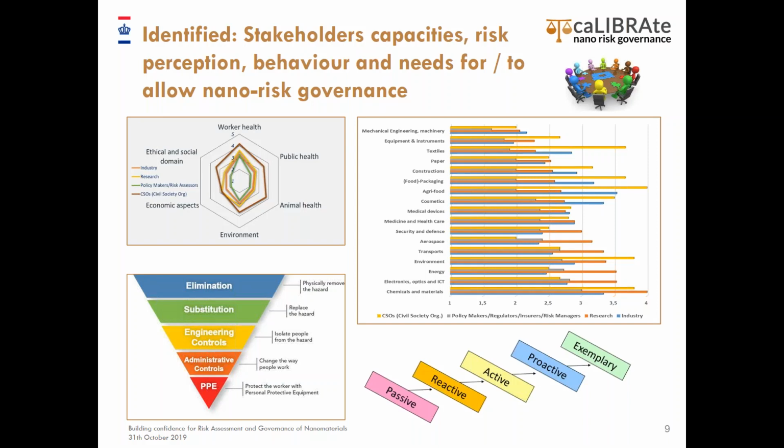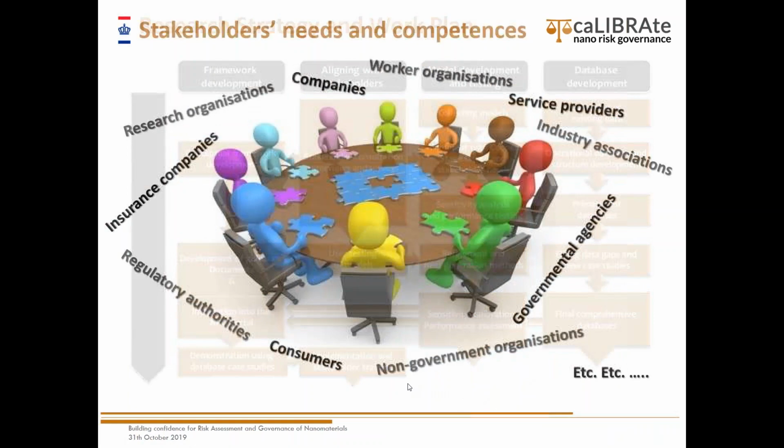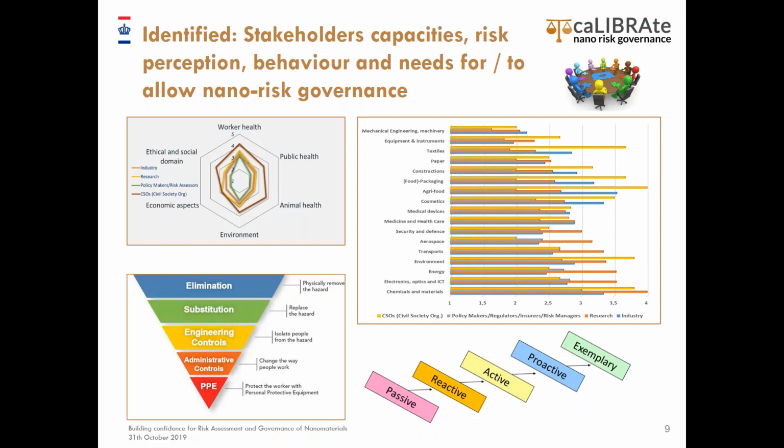Another area we looked into was the behavior in workplaces. How were they behaving regarding the identification of the risk and management of the risks? And this is the lower right corner image. Here we can classify the companies into passive, reactive, active, proactive, and finally exemplary companies. We found a wide spread of companies across these categories. And there was generally a large need for better information about nanomaterials, how to do assessments, and trust that the risk management measures actually worked.